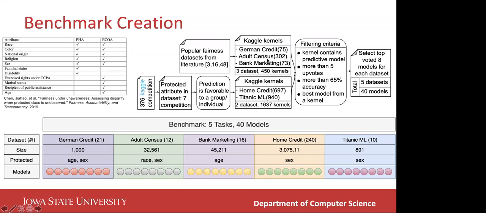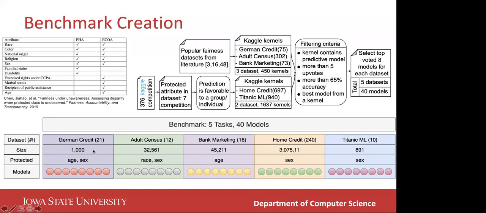The other approach was to see what the well-known protected attributes are. We looked at this list: race, color, national origin. These are the protected attributes listed by the US Congress Equal Opportunity Act. And we looked at all the 400 competitions, and we checked which competitions use one of these attributes in their dataset. From those, we also collected 16 models. So two different categories, two different tasks, and 16 models. So in total, we have 5 tasks and 40 models.